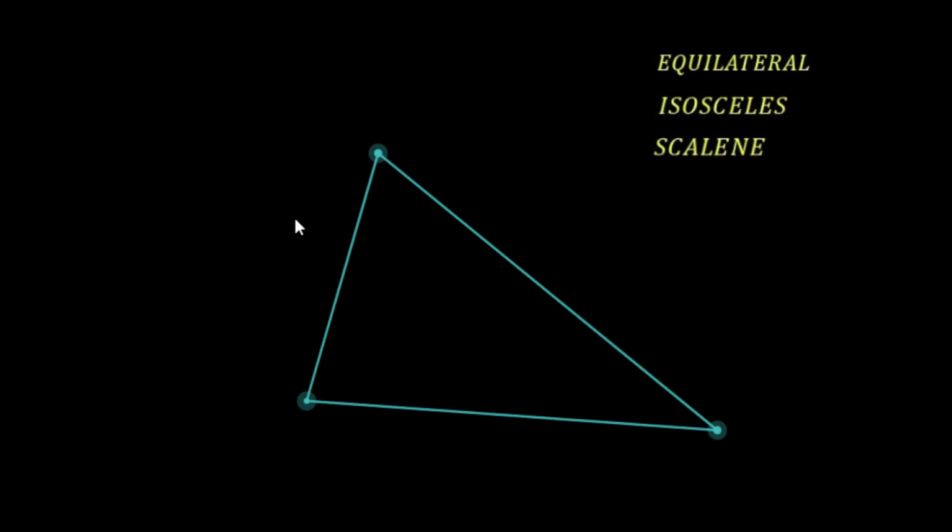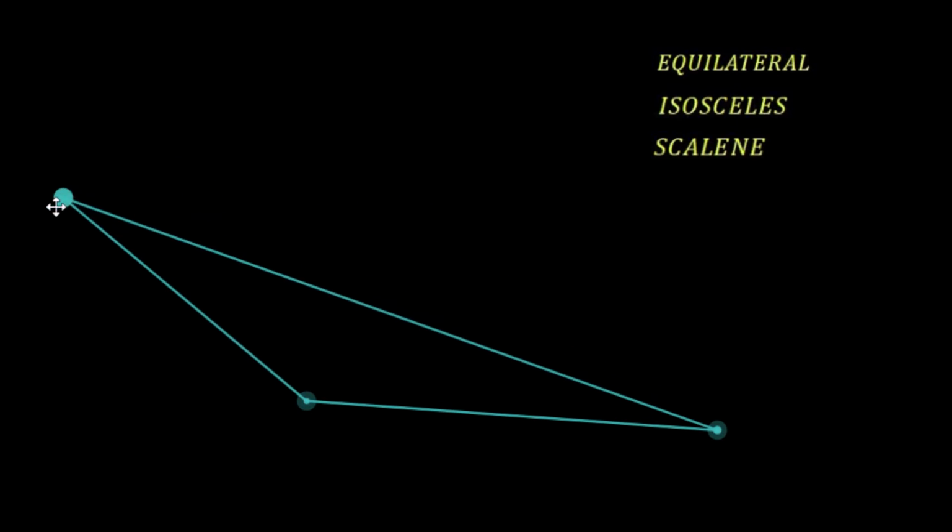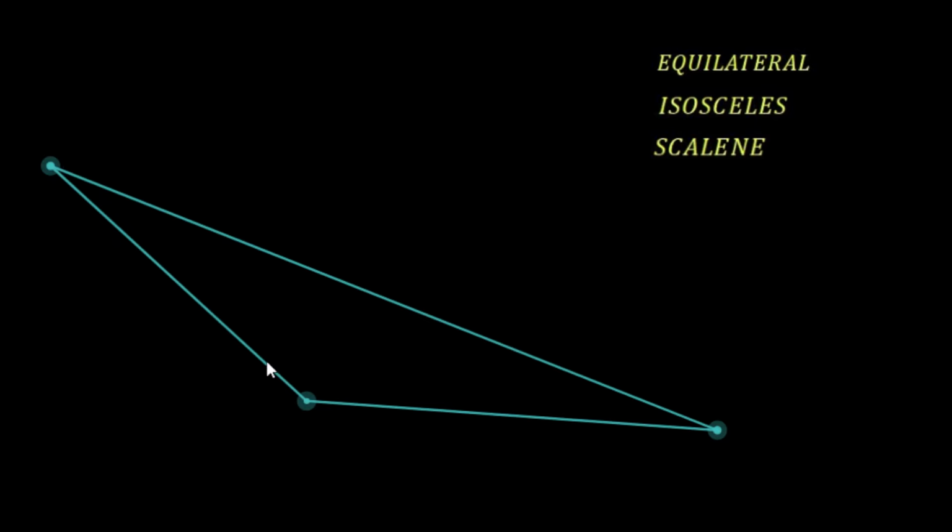Now when we look at a triangle, we are not only interested in lengths, we're also interested in angles. Now, most people probably have an intuitive understanding of angles. For example, if we were to look at this triangle here, we could say that this is a large angle and this is a small angle.